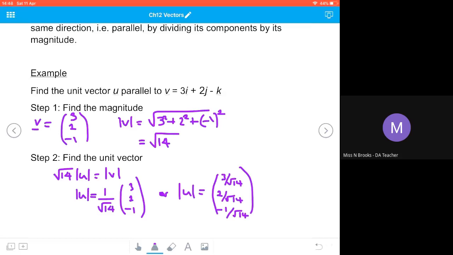A unit vector is parallel, but its magnitude is only 1 unit long. And if we were to work out the magnitude of u, if we do 3 over root 14 squared plus 2 over root 14 squared plus negative 1 over root 14 squared, add them all together and square root it, we will end up with a magnitude of 1, which proves that it's a unit vector.